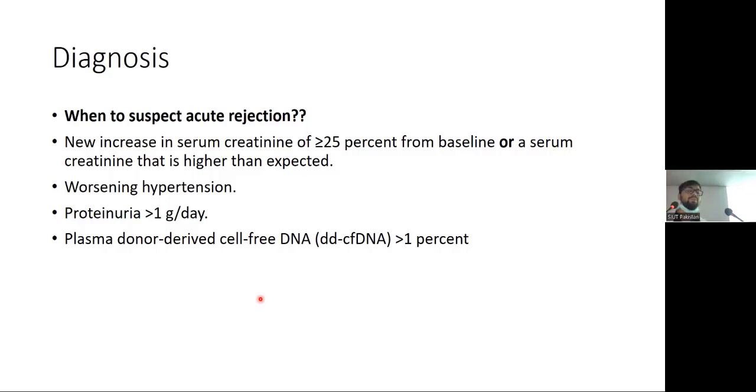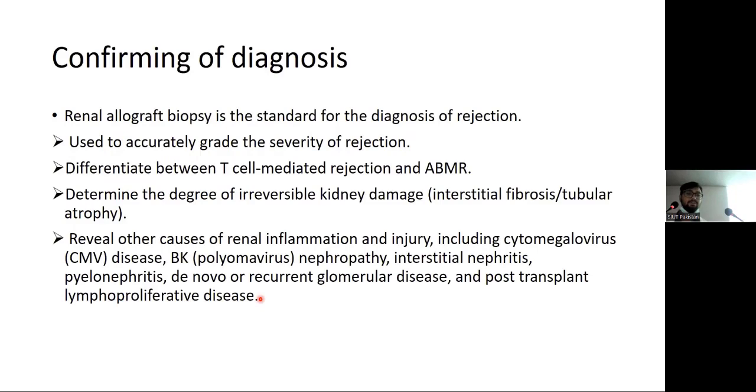Another is worsening hypertension. Another is proteinuria of more than 1 gram. And if the plasma donor-derived cell-free DNA is more than 1%. Once there is lysis of the graft, the DNA is released into the plasma, and there is increased donor-derived cell-free DNA in the plasma.